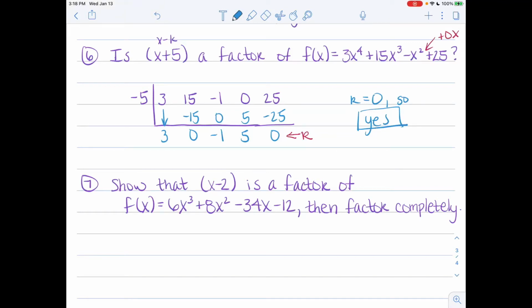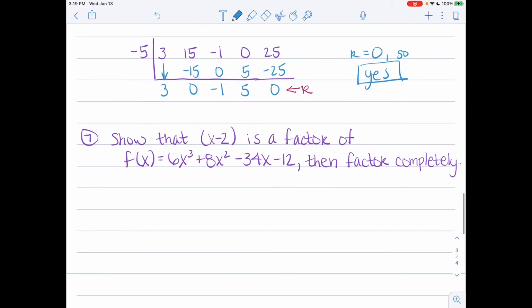We can take this factoring by dividing process a step further. So in this next problem, it says show that x minus 2 is a factor of the polynomial and then factor completely. If it's asking us to show that it is, then they're kind of telling us that it is. So you should get a 0 for your remainder whenever you do your synthetic division. Then we will rebuild the polynomial as that factor times the rest of the polynomial, our quotient, and we will continue factoring by whatever method we need to use for that particular problem.